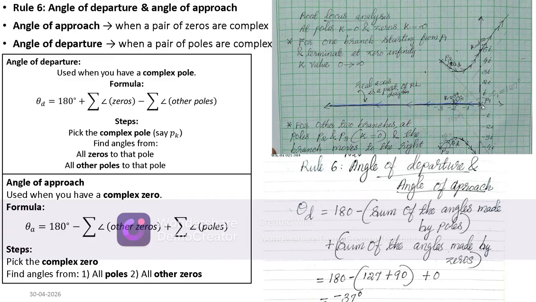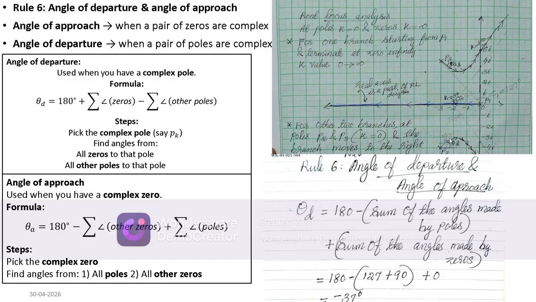Okay. So from P2 to P1, I can draw a line. From P2 to P3, another line. Then what you have to do is measure the angle made by the horizontal. That line made by the horizontal. When measuring this angle, we get 127 degrees. When I measure P2 to P3, the angle it makes with the horizontal is 90 degrees.